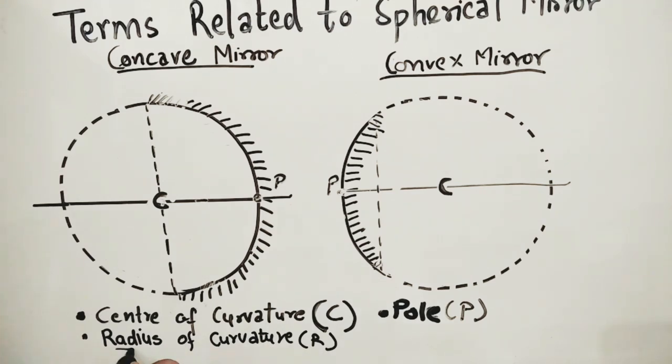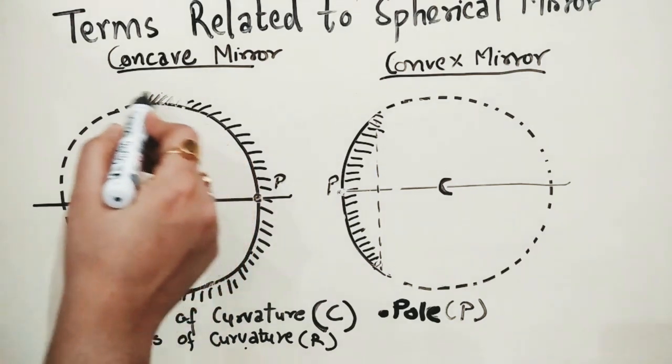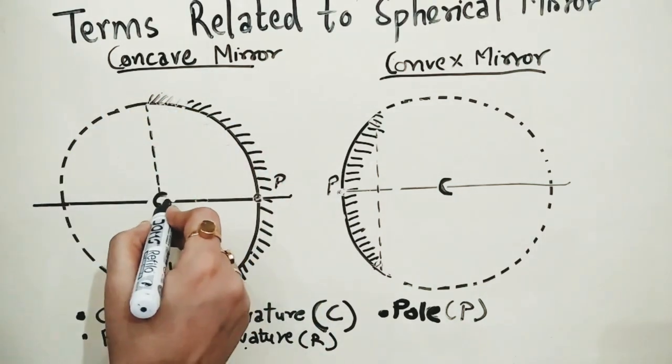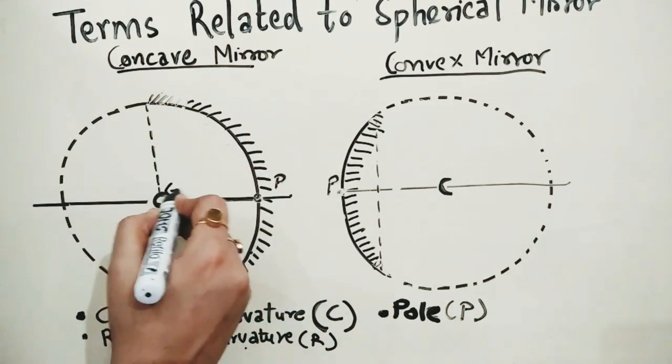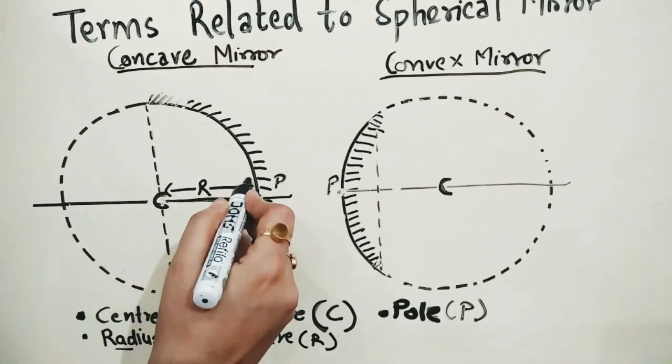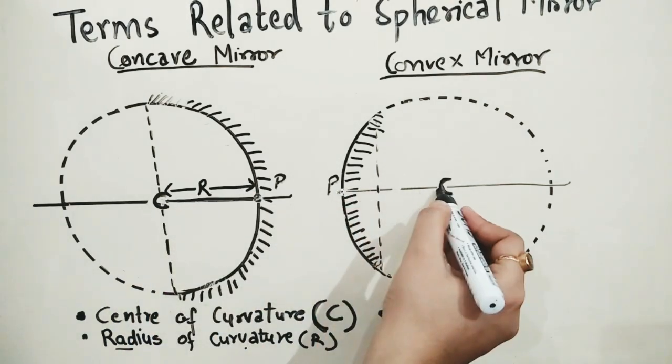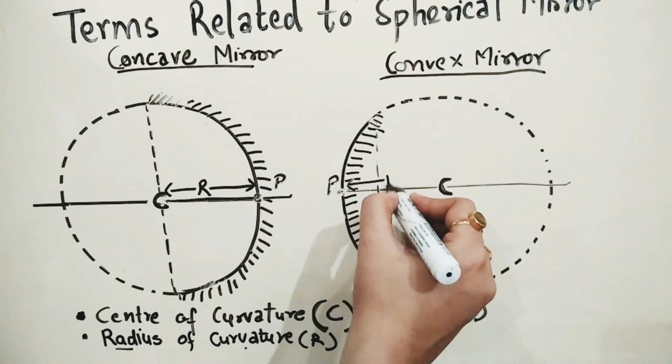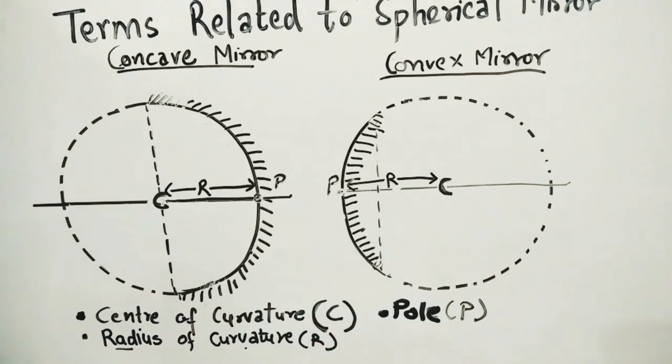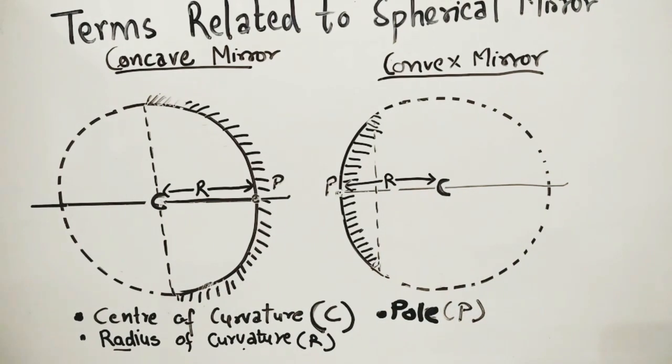And the next term is the radius of curvature, which is represented as R. The radius of this hollow sphere is considered as the radius of curvature. So it is defined as: the radius of curvature of a spherical mirror is the radius of the hollow sphere of glass of which the spherical mirror is a part, and it is represented by the letter R.